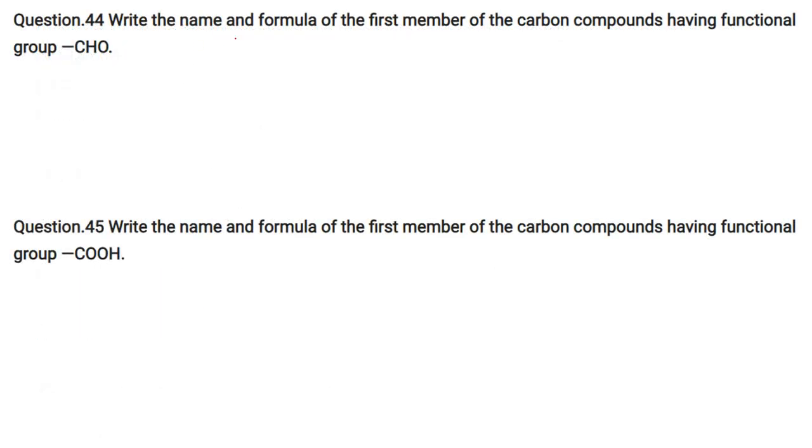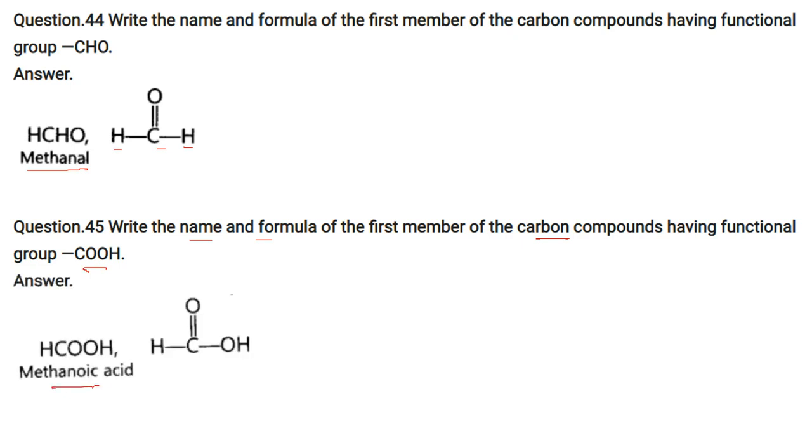Write the name and formula of the first member of the carbon compounds having functional group CHO. So this is methanal, HCHO. Write the name and formula of the first member of carbon compounds having functional group COOH. So this is methanoic acid. This is the formation, structural formula.